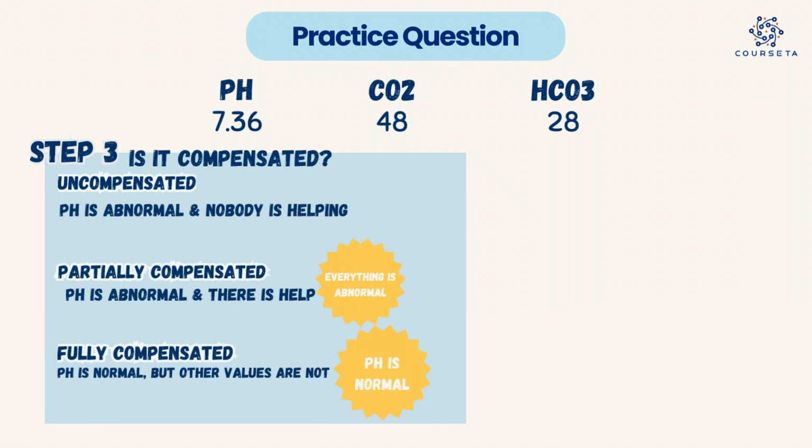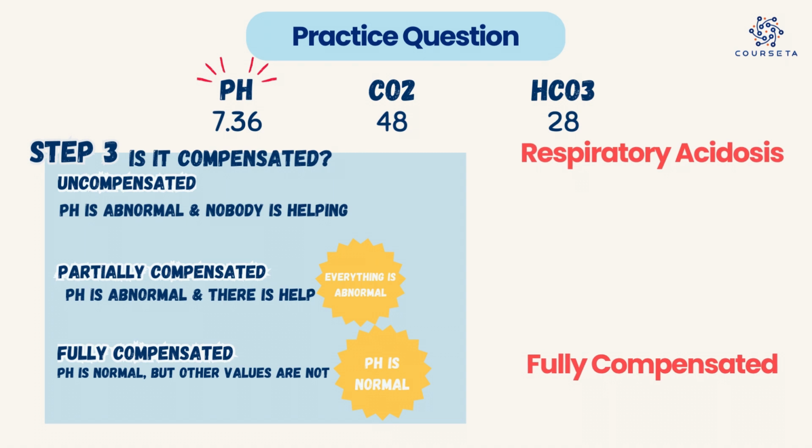Now, step number 3. What is the compensation? Is it uncompensated, partially compensated, or fully compensated? Okay, remember, number 1 rule, we can identify it immediately because what is happening? The pH is in normal range. So this is respiratory acidosis, fully compensated.